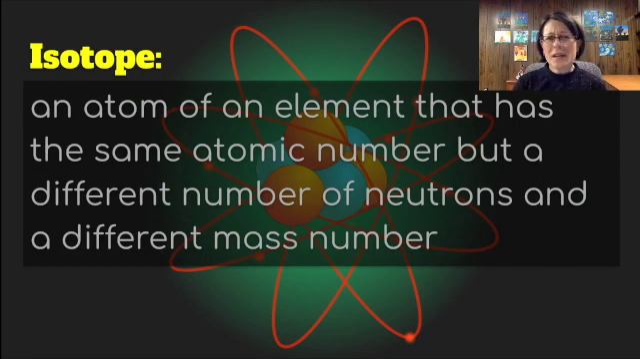Now, we have to be careful with isotopes. This is where John Dalton, after more research, was proved wrong on the atomic mass being what distinguishes the different elements, where now we understand it to be the atomic number. An isotope is an atom of an element that has the same atomic number, but a different number of neutrons and a different mass number. So isotopes all have the same number of protons, but they have a different number of neutrons, and so that changes the mass. So not all atoms of an element necessarily have the same mass. It depends on how many neutrons they have.